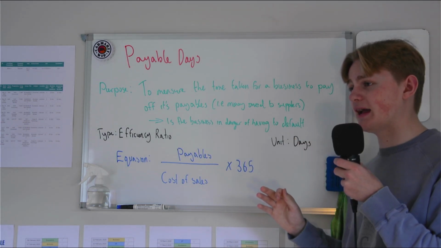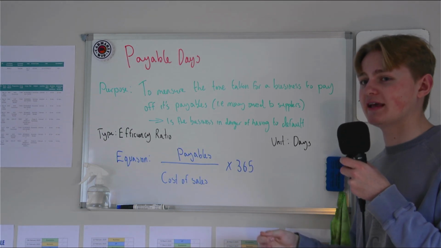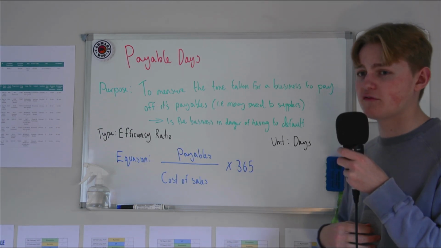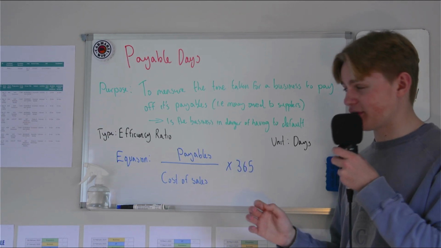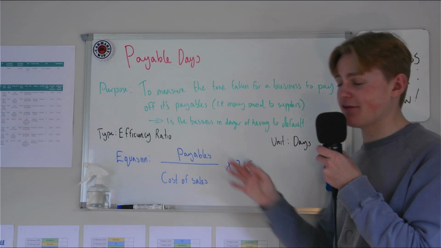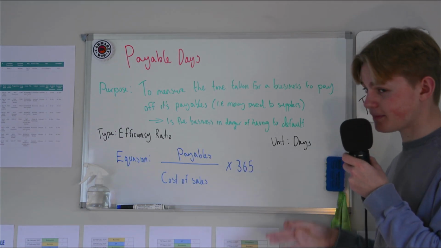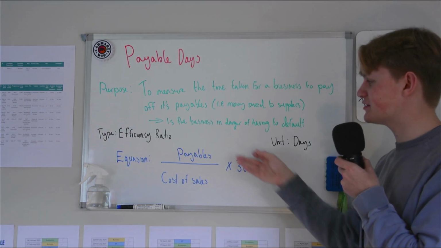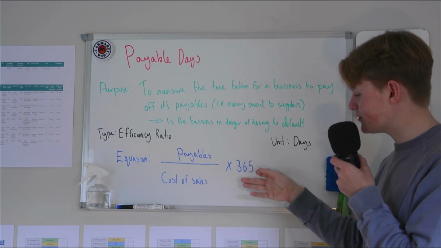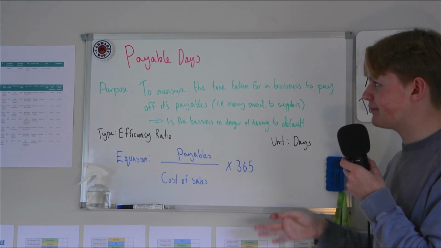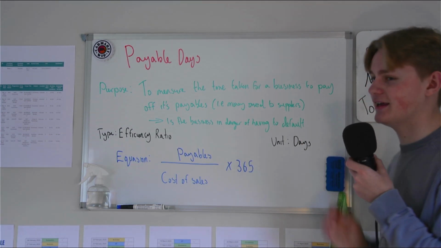Now, because we're looking at payable days as how quickly we can get rid of our payables, because remember, we want to pay off our payables as quick as possible, so we have to pay as little interest as possible, it is seen as an efficiency ratio. And the equation for it is very simple. It is just payables divided by our cost of sales times 365. And because it's in days, the unit is obviously days.